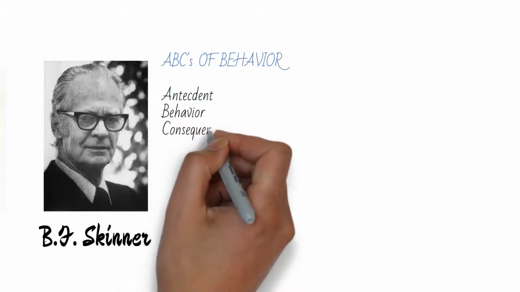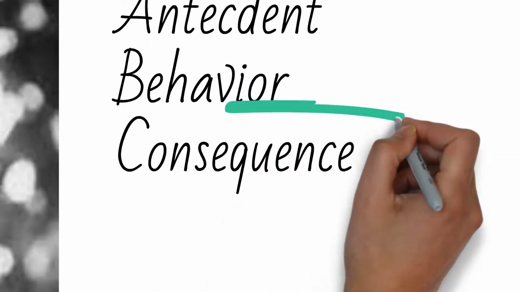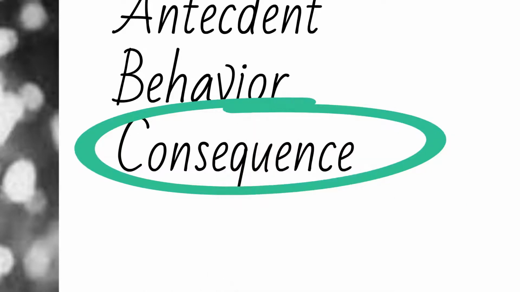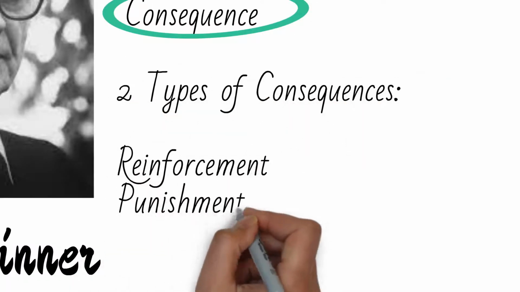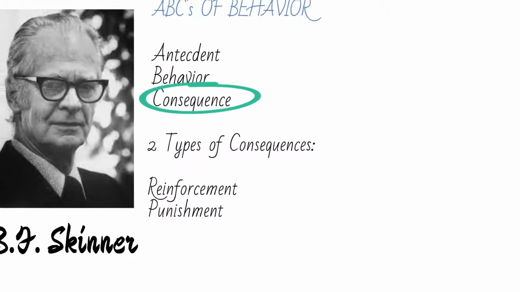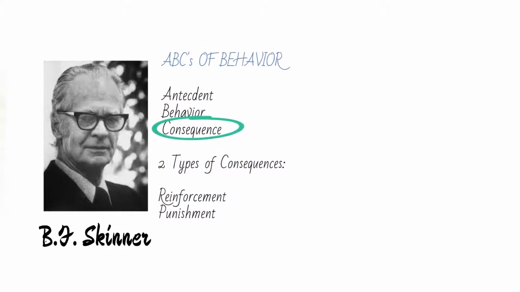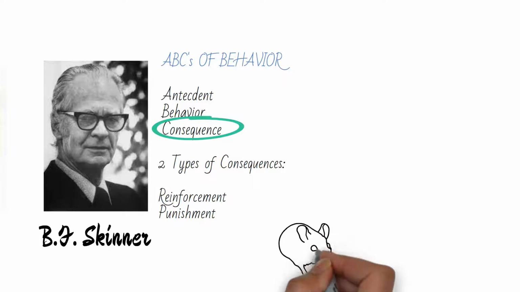The consequence in operant conditioning is extremely important. We have two types of consequences, a reinforcement and a punishment. We'll take a look at the consequences more closely in a second. Skinner did much of his work with mice or rats.